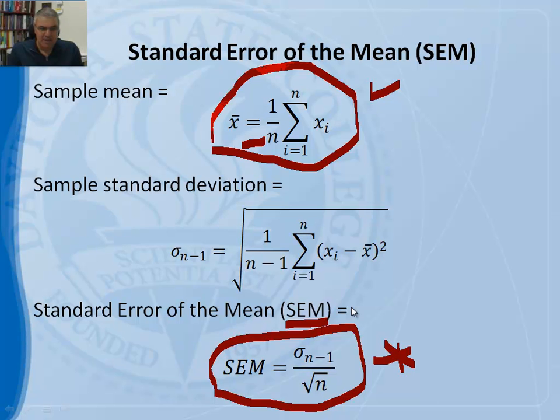Standard error of the mean, SEM, is simply standard deviation divided by square root of n. So please keep that in mind, because I'm going to momentarily talk about it. So keep that SEM in mind. Okay.